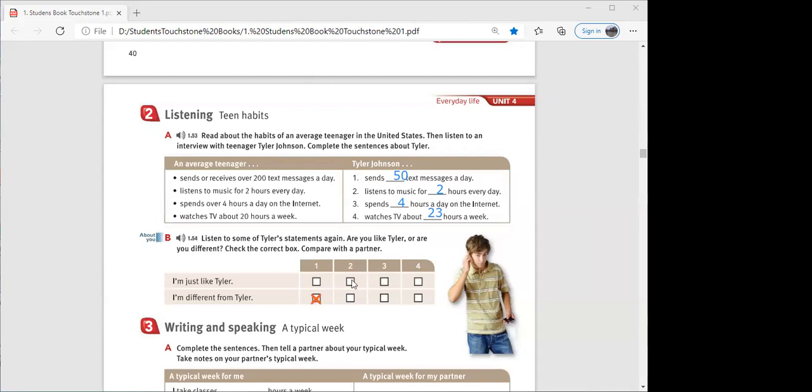Well, depending, because if you work with messages, for example, what I do is that's different. Second one, about music.